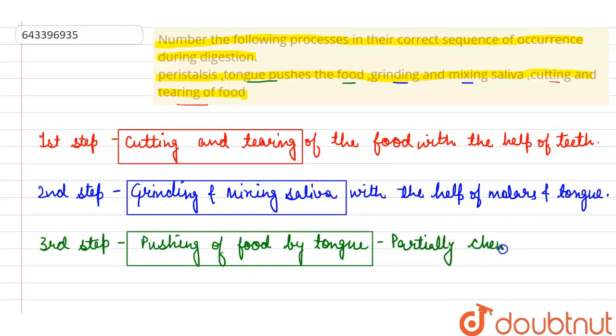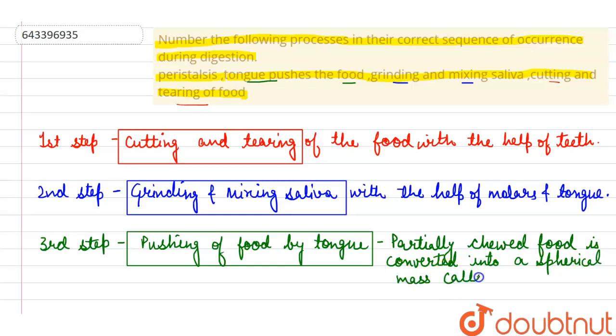We can write that partially chewed food is converted into a spherical mass called bolus, which is much easier to push downwards the food canal.